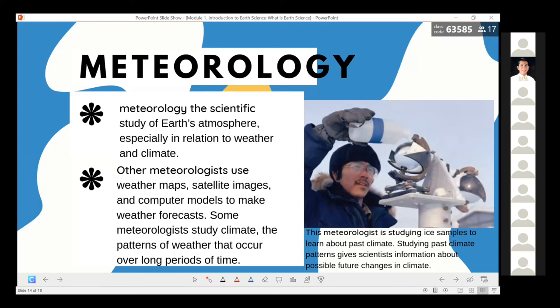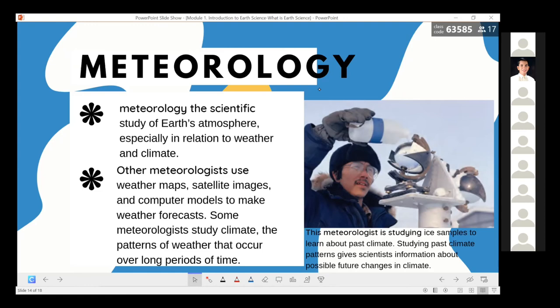And there are some meteorologists who study climate, or actually the patterns of weather that occur within a long period of time. So remember that the difference between the climate and the weather is the time. If weather can be predicted in a short period of time, the patterns of this weather that occur in a long period of time, that is the climate.